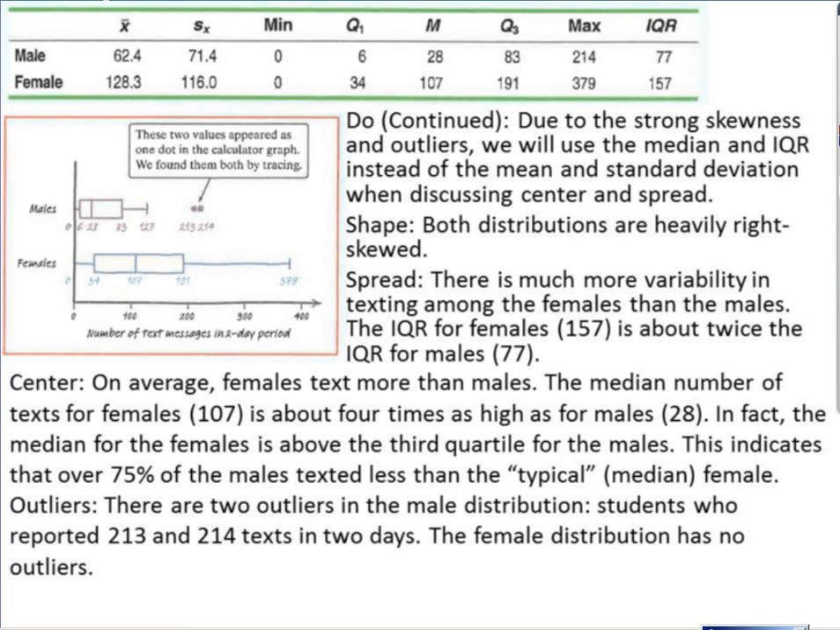Outliers. There are 2 outliers in the male distribution, students who reported 213 and 214 texts in 2 days. The female distribution does not have outliers.